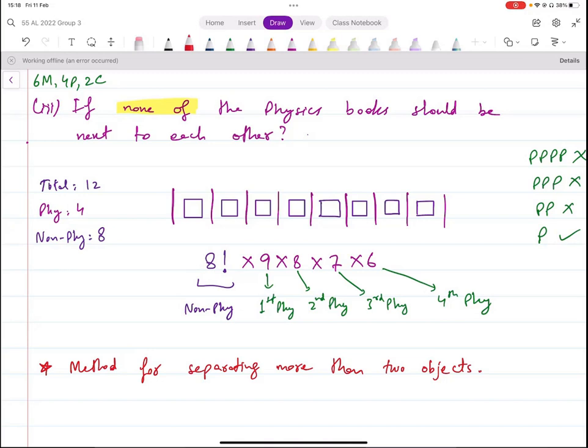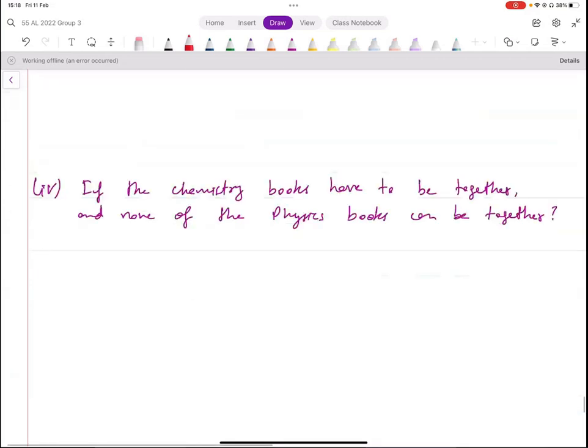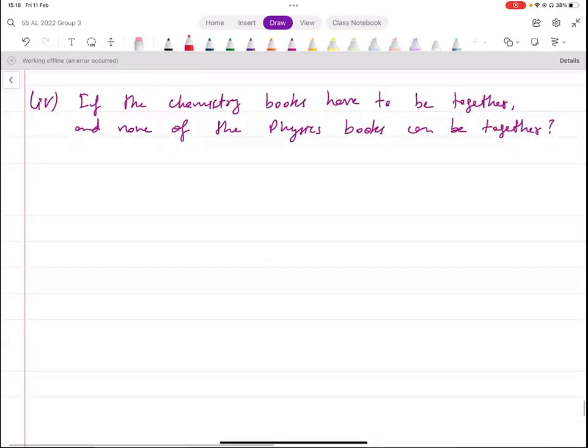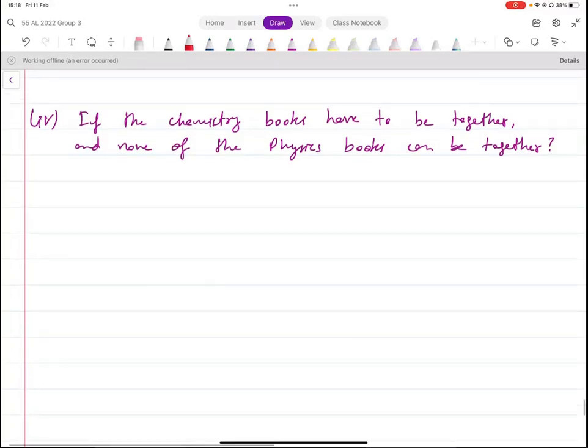Acha, let's look at another variation of this. Let's say now we have this case that the chemistry books have to be together and none of the physics books can be together. Okay, so now we have another complexity here. There were 6 math books, remember? And there were 4 physics books and 2 chemistry books. Now what you want is chemistry books have to be together and none of the physics books can be together.